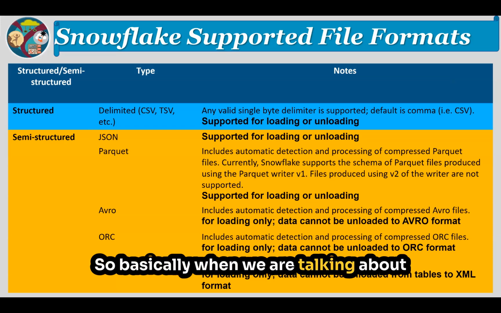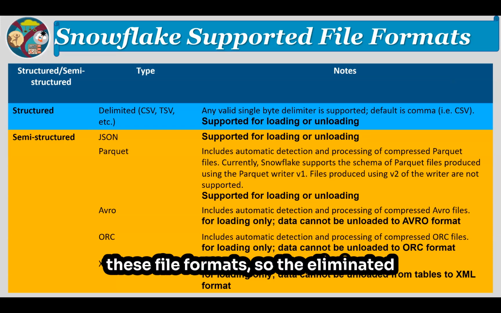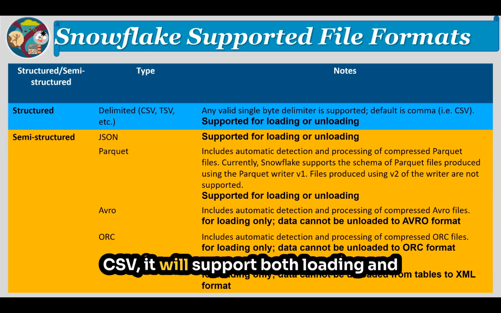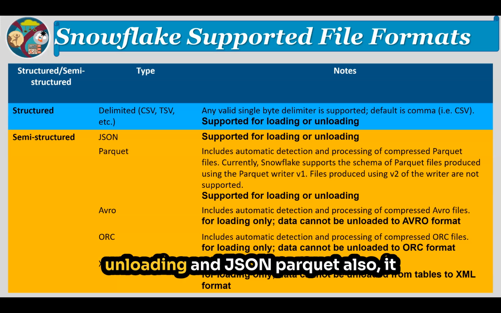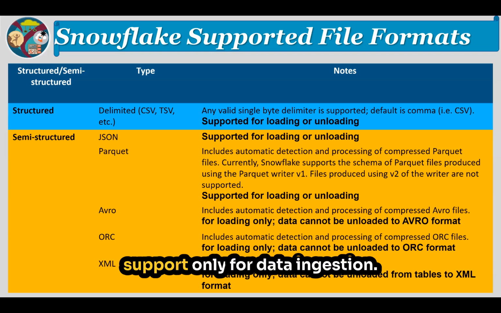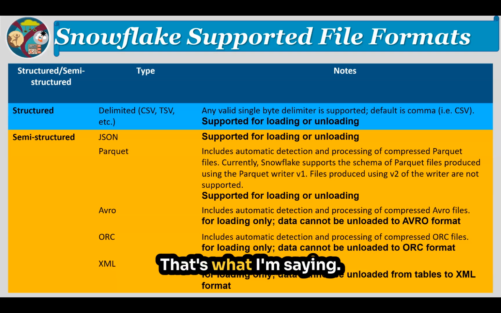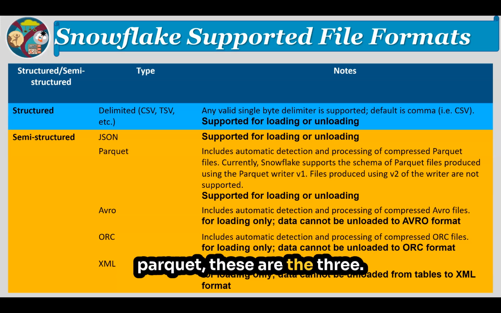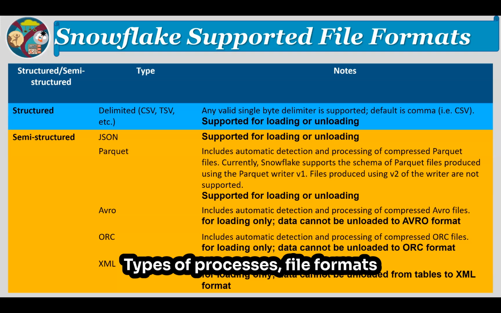So when we are talking about these file formats, delimited CSV supports both loading and unloading, and JSON and Parquet also support both loading and unloading. The remaining ones support only data ingestion. That's what I'm saying. So majorly CSV, JSON, and Parquet are the three file formats people will use in real time.